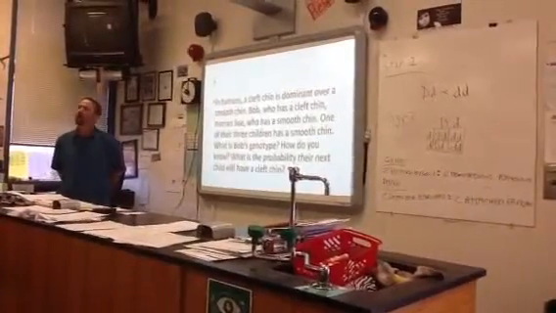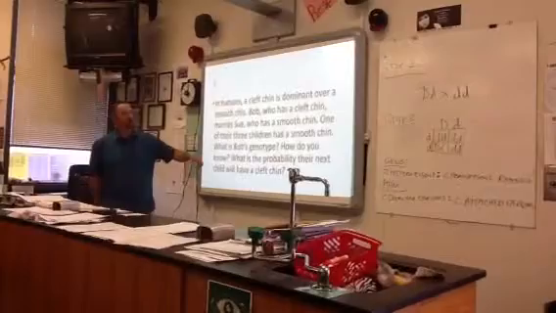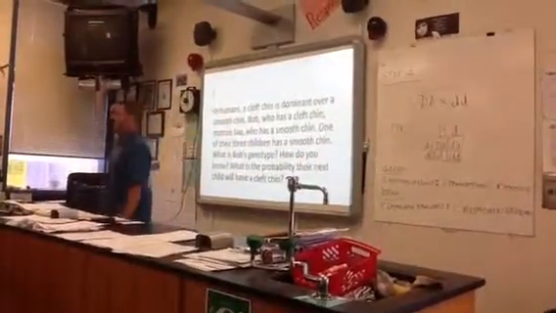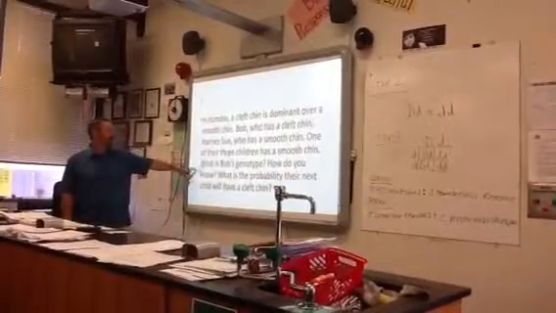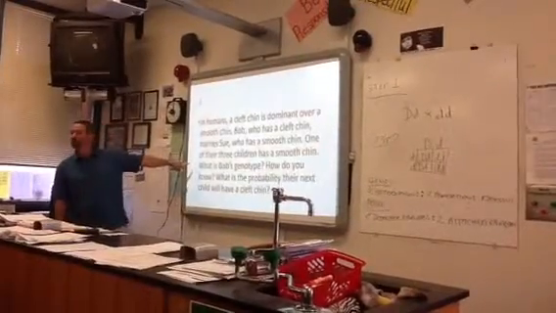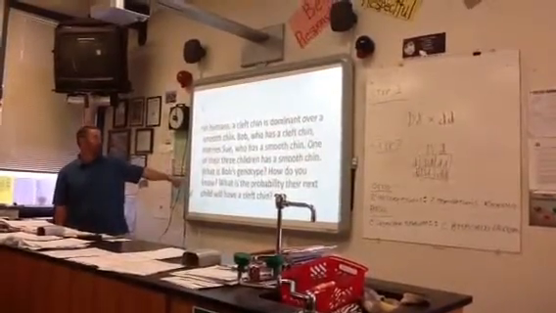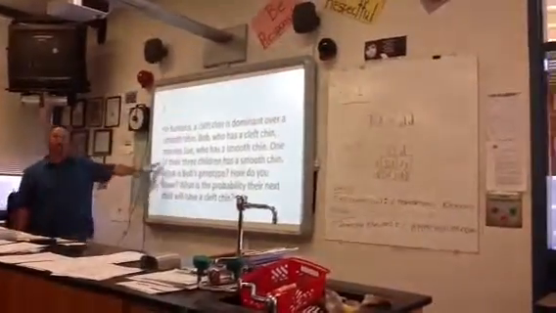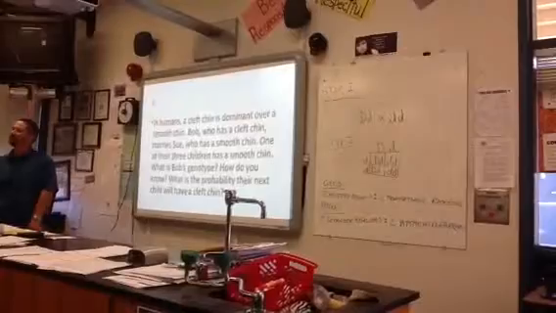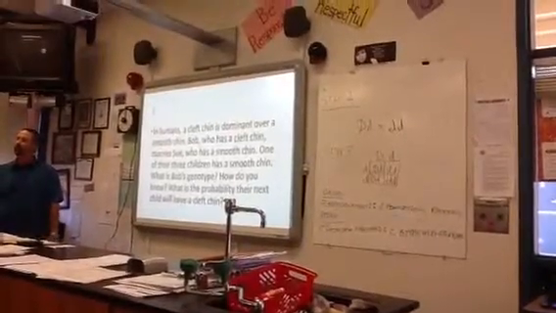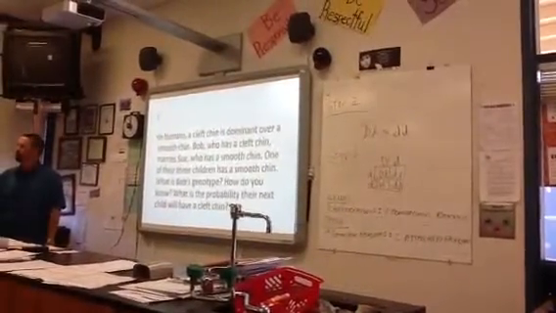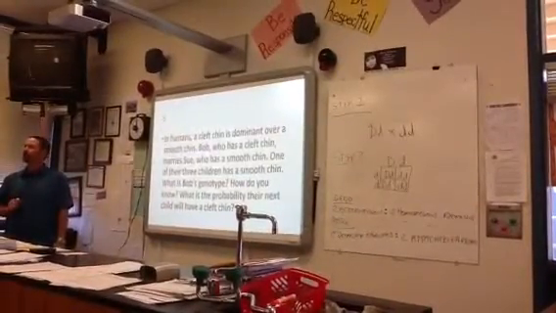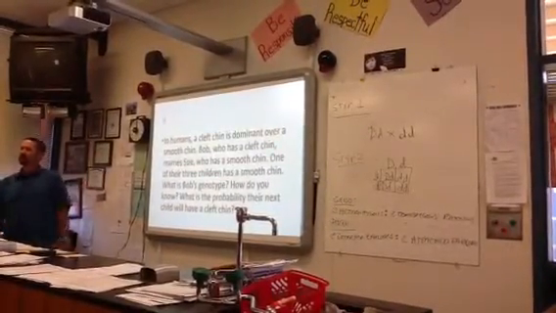The reason I always go through this is because for a long time I'll ask you what genotypic and phenotypic ratios are. And then all of a sudden I'll ask you, what's Bob's genotype? How do you know? And what's the probability that their next child will have a cleft chin? Anywhere in here, does it tell you to give me a phenotypic or genotypic ratio? So if I don't ask, don't do it. Answer the question.